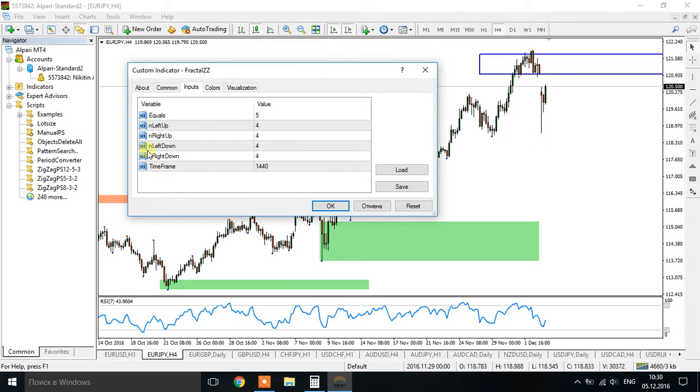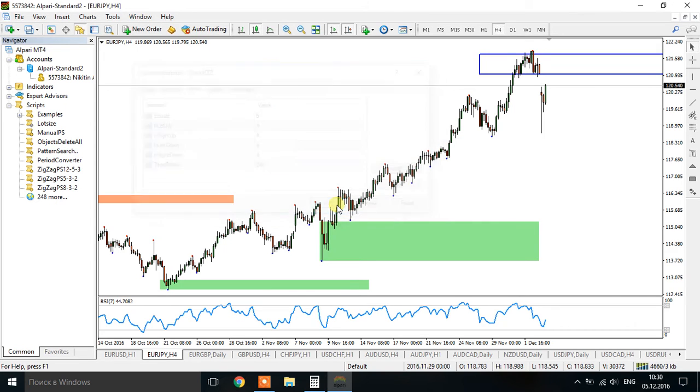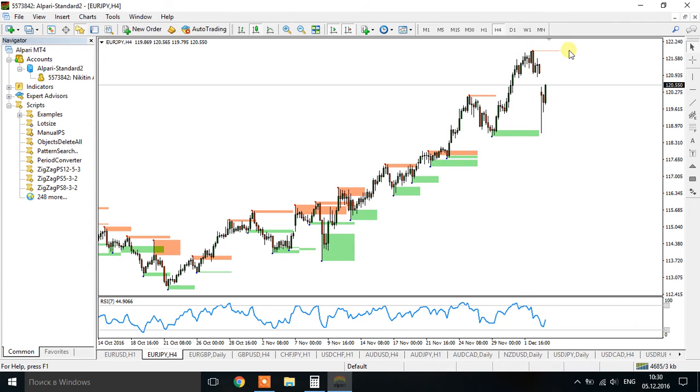If I switch to the 4 hour time frame, you will see that here I have a little bit of structure that previously was resistance. It is drawn as resistance. So if I enter somewhere here near that resistance and place my stop above that resistance, it will be a very good place to get involved.